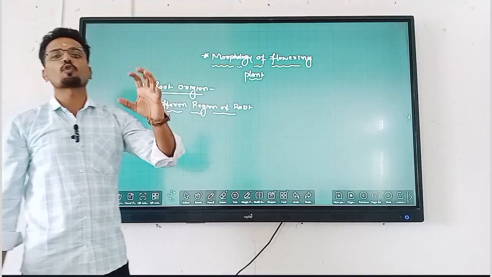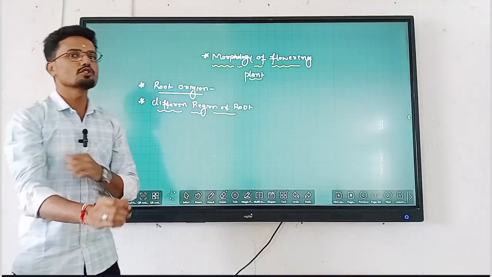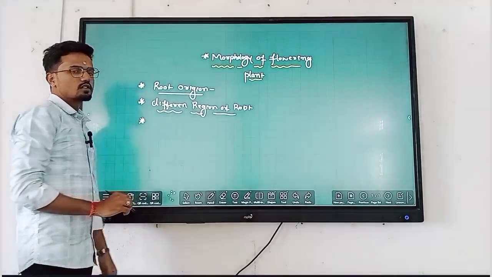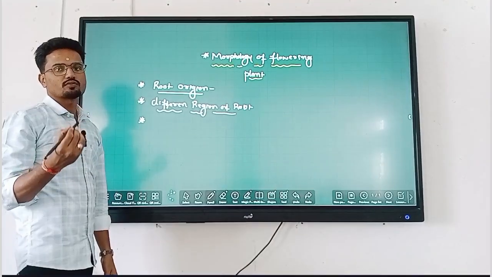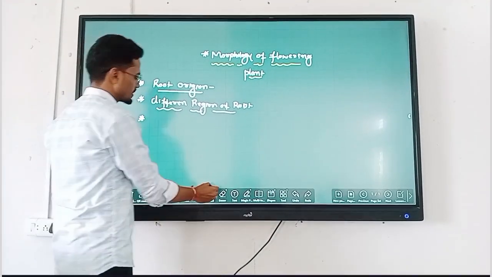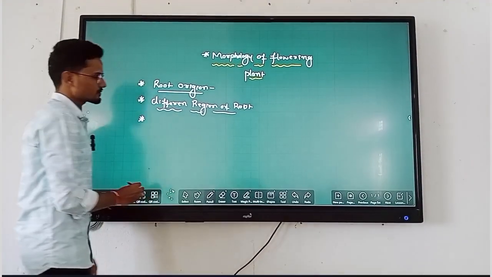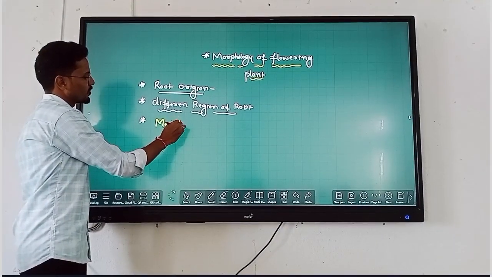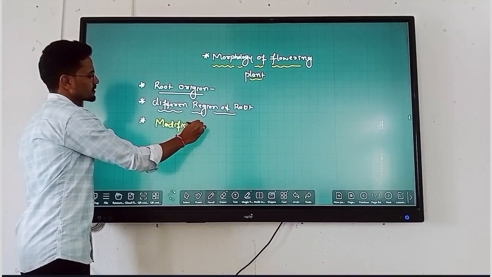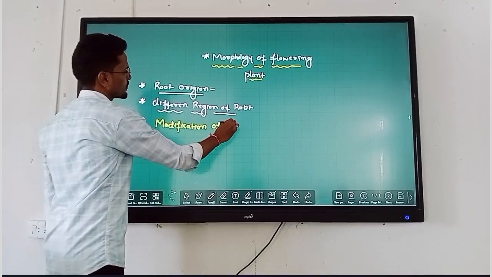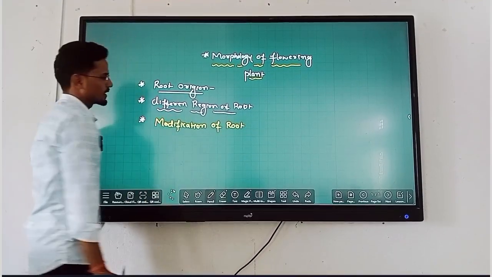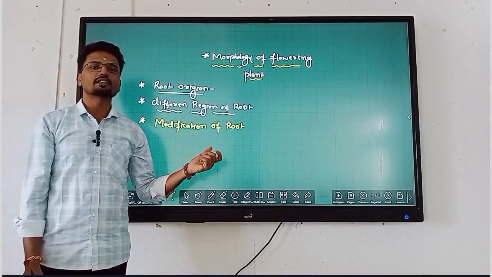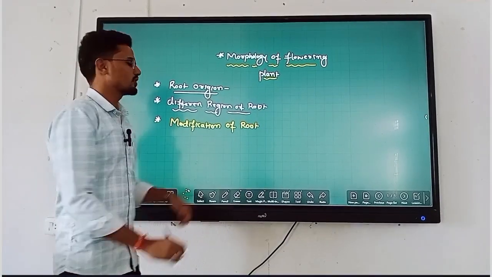There is another important thing you should know about this root for the purpose of the NEET examination. That is nothing but the modification of root. So in this class we are going to deal completely with the modification of root.